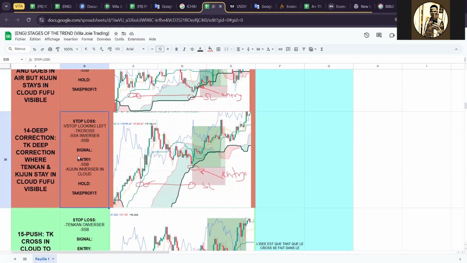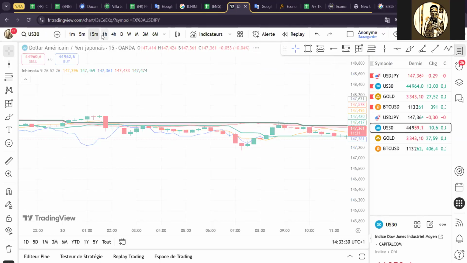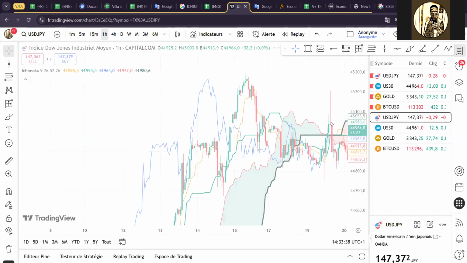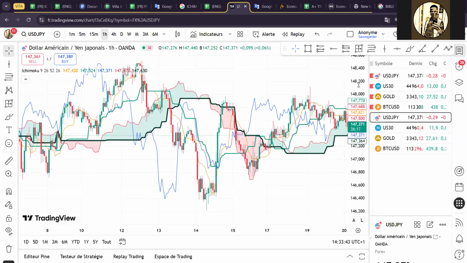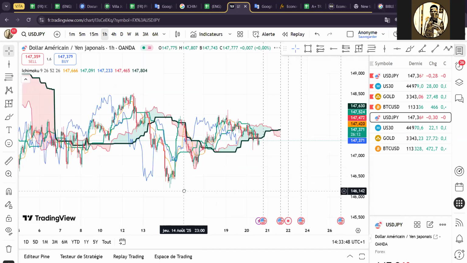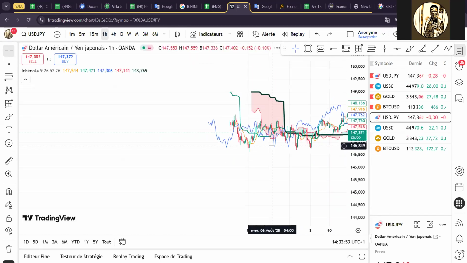Another deep correction is when Tenkan and Kijun are both inside the cloud, but neither Tenkan nor Kijun are touching SSB. They are both inside the cloud and the correction is happening inside. So we can find it more often than the first deep correction. What do we have? We have this one.